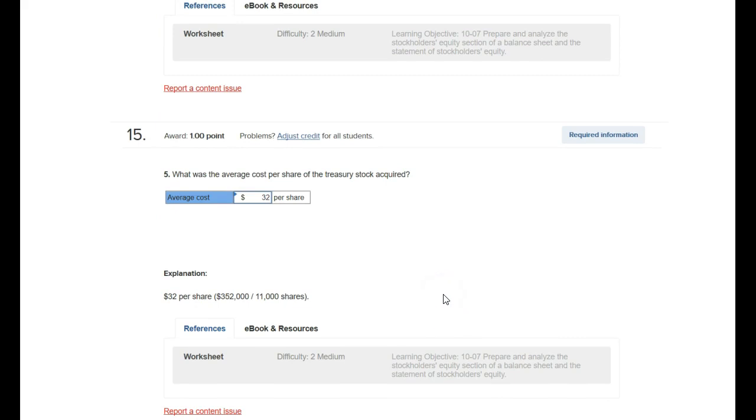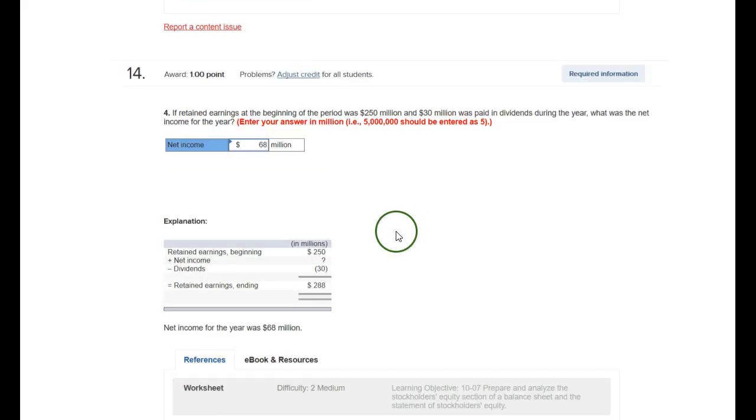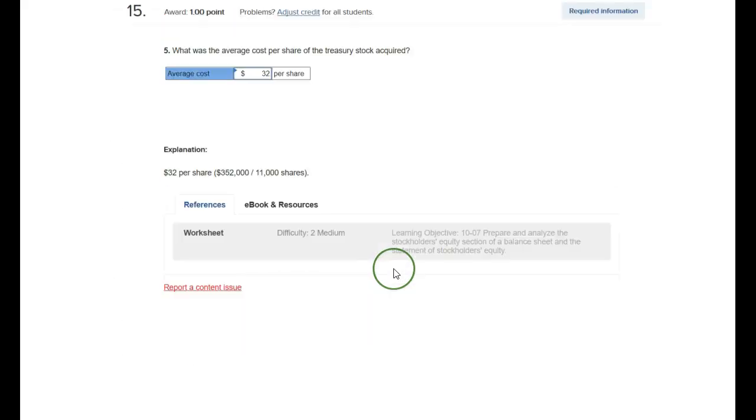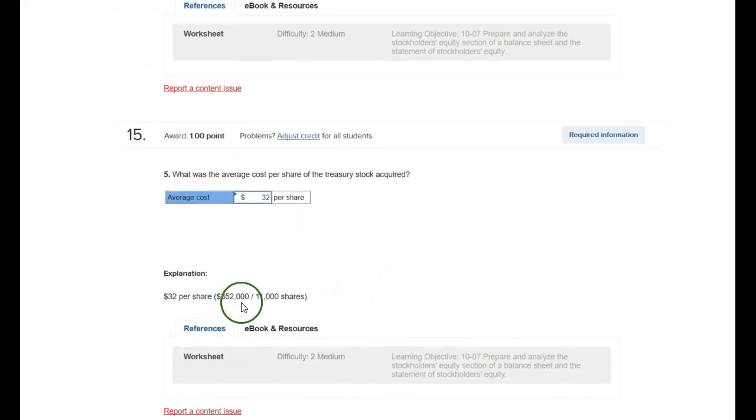What is the average cost per share of the treasury stock acquired? Go back to the information we have in the treasury stock account: $352,000, and really, again, don't forget about adding 3 zeros out here. 11,000 common shares. So what we'll do is take this number and divide by this number. The dollar amount divided by number of shares, which they're doing right here. So the $352,000 divided by 11,000 shares, and so $32 per share is the answer for the average cost we paid for the treasury stock that was acquired.